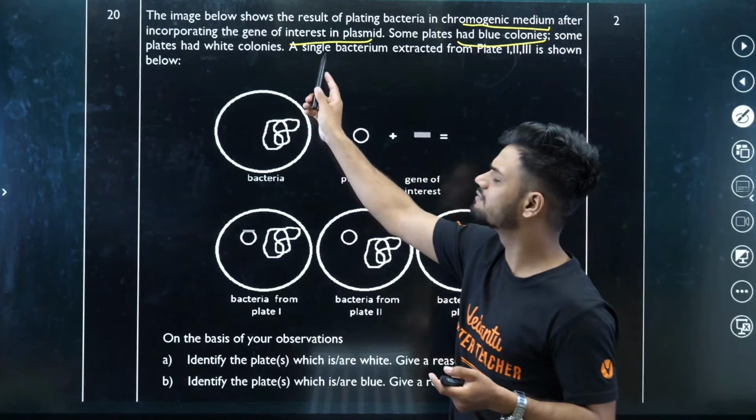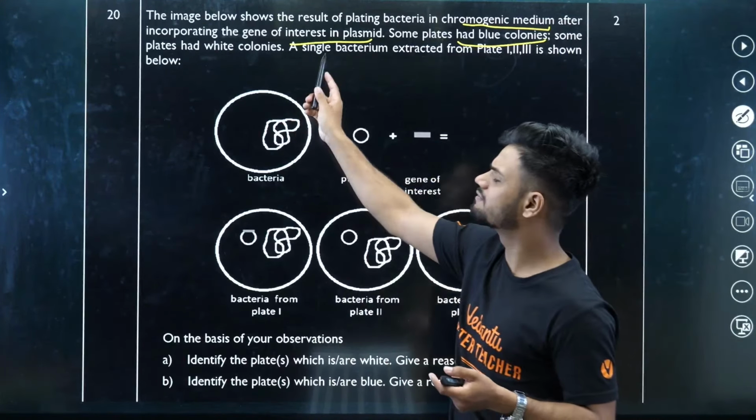This is called insertional inactivation. So as soon as we add a gene of interest, this particular region is completely masked, and therefore the beta-galactosidase enzyme is inactive. No more blue colonies because of that. Clear? So which are the white colonies? Plate number A will have white colonies.